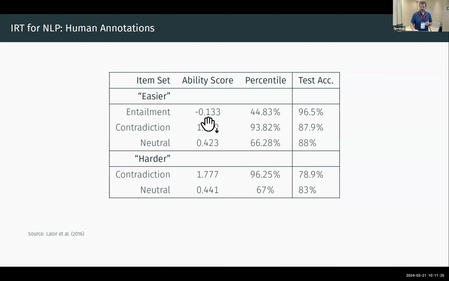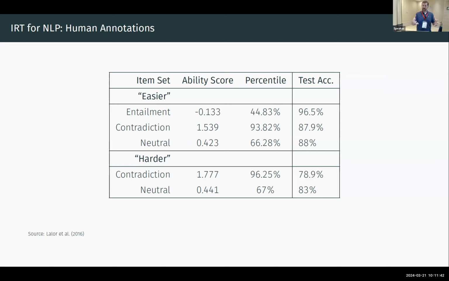But now let's look at the learned ability, right? For entailment in particular, with this test accuracy of 96.5%, the ability is actually below 0. Now, why is that? It's because everybody's answering all these questions correctly, right? These easier questions all have lower difficulties.